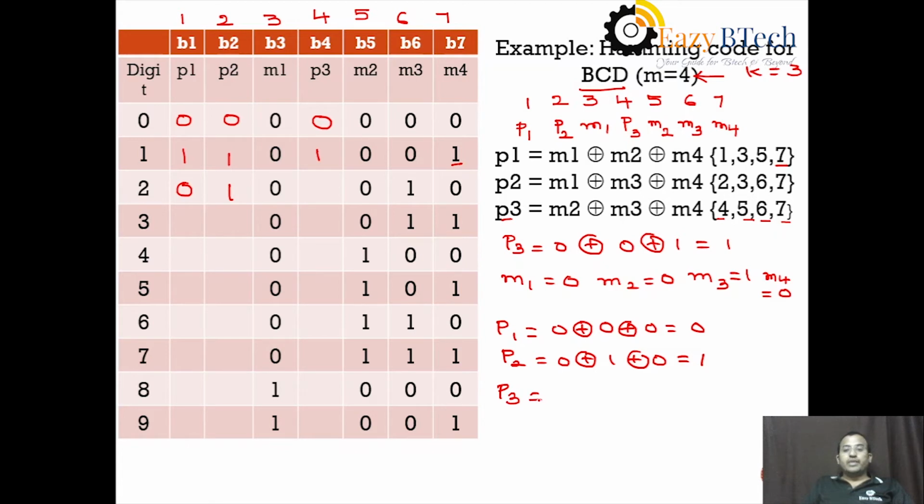Next for P3, we have to consider the locations M2, M3, M4. M2 is 0, M3 is 1 and M4 is 0. So 0 modulo 1 is 1, and 1 modulo 0 means 1. So P3 is also 1. Right? Next we will calculate for the other bits also in a similar way.